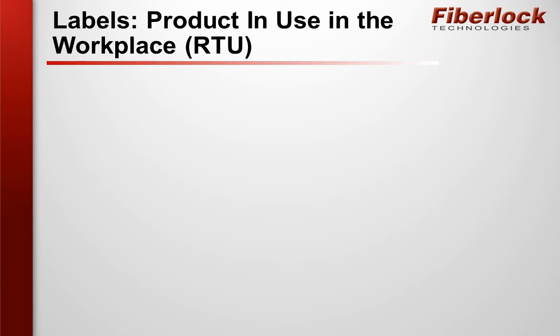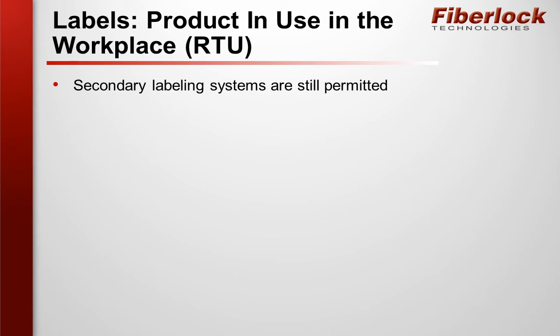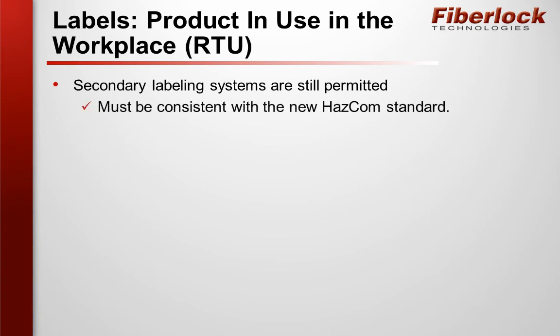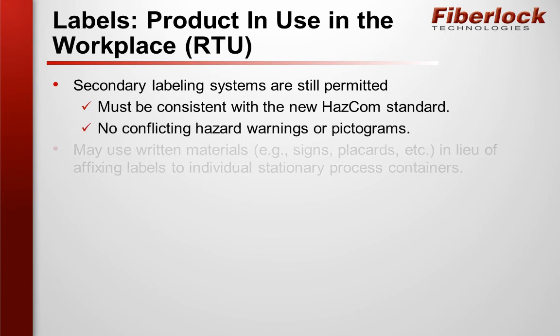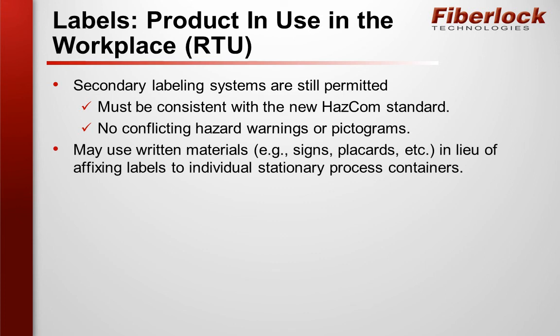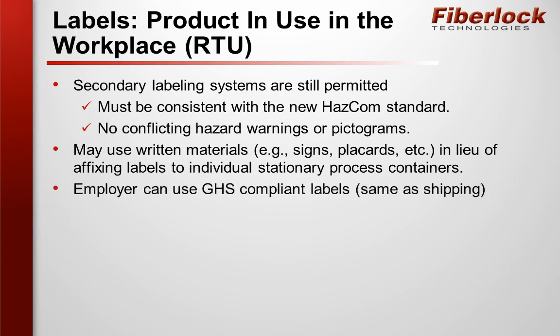Product in use in the workplace or ready to use. Secondary labeling systems are still permitted. They must be consistent with the new HAZCOM standard. No conflicting hazard warnings or pictograms may be on them. They may use written material such as signs or placards in lieu of affixing labels to individual stationary process containers. Employers can use GHS compliant labels, same as shipping.